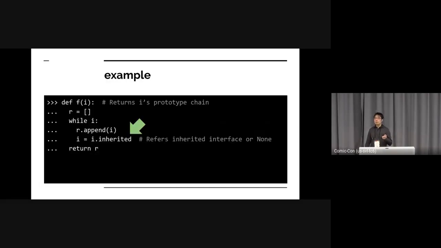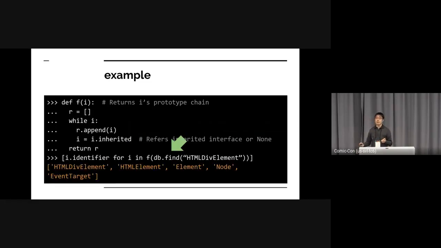Let's see an example. This function f returns the prototype chain list from the given interface I. The green arrow shows how the directly linked objects can be accessed. And then you can use the interface from the database directly with that name, and you can dump the names of the interfaces in the prototype chain of the HTML element in this example.